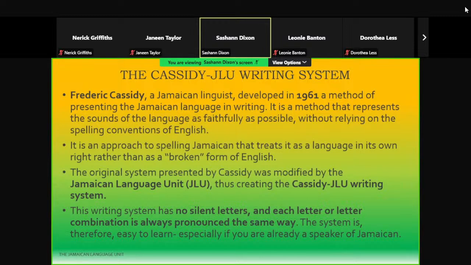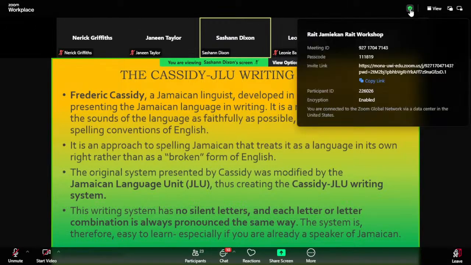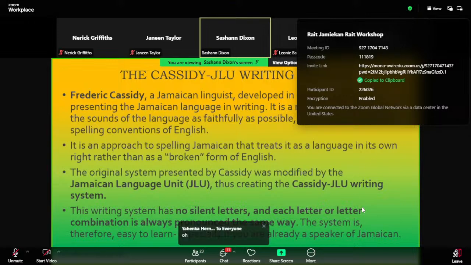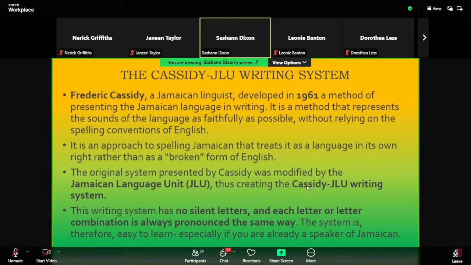So that word that we just had, A-K-S-E-P, accept. There are 1, 2, 3, 4, 5 letters in that word, and each letter there represents a sound. So there ought to be no silent letters. Now, in addition to that, each letter or letter combination is always pronounced the same way. And that one is very important. Each letter or letter combination is always pronounced the same way.